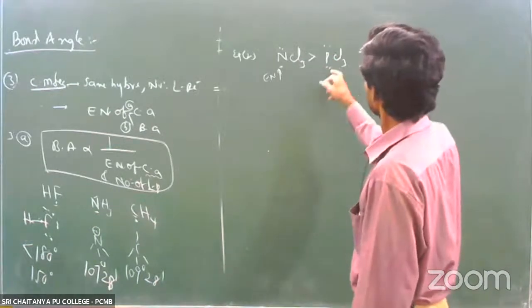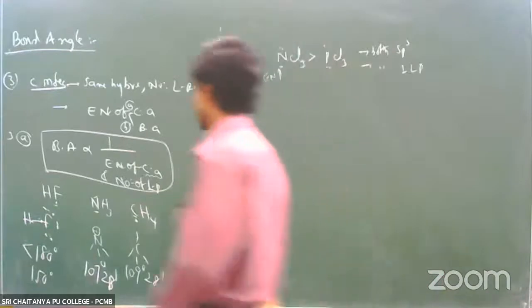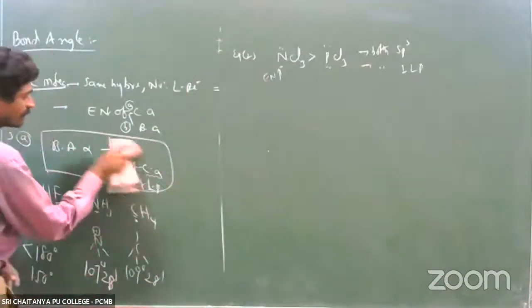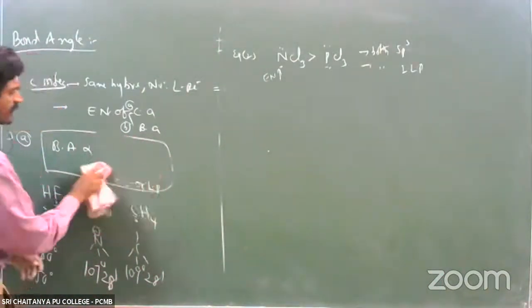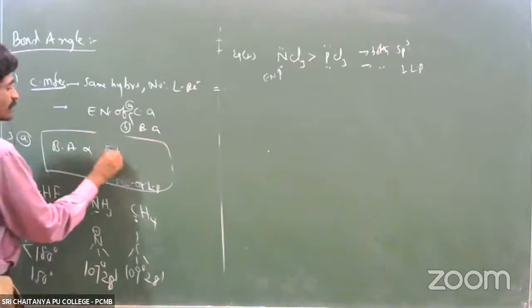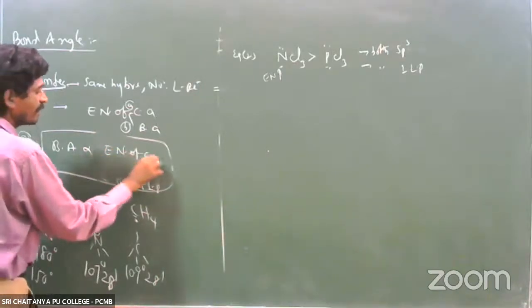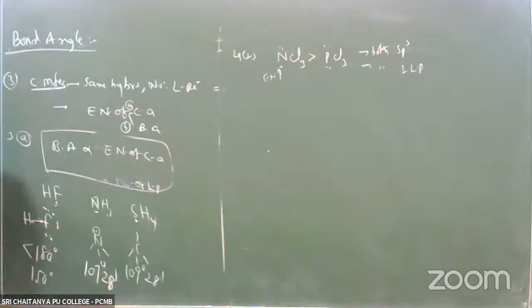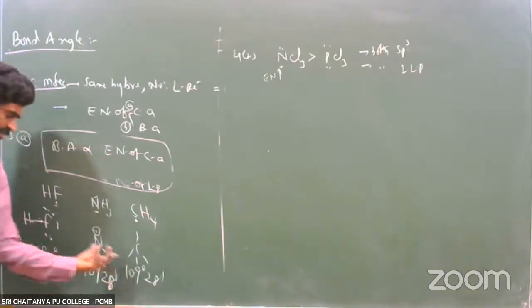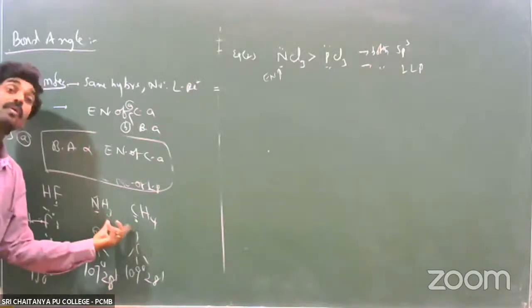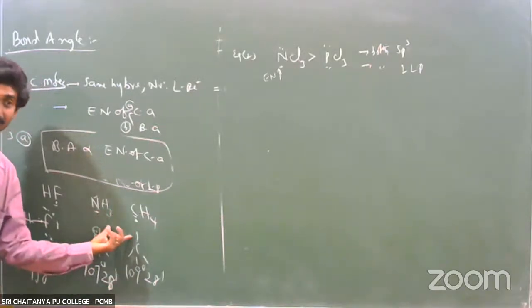But here the electronegativity is less, so the bond angle is less. So here this is not inversely proportional; this is directly proportional to the electronegativity of the central atom. Here also fluorine has high electronegativity, so the bond angle is high, 150. Got it? And this is the lone pair of electrons.